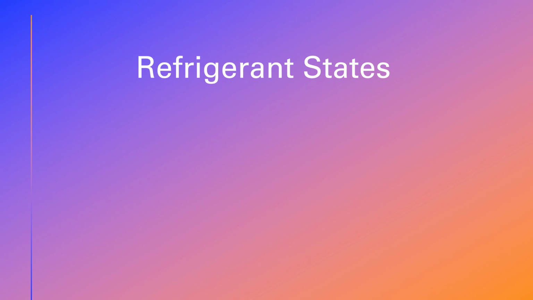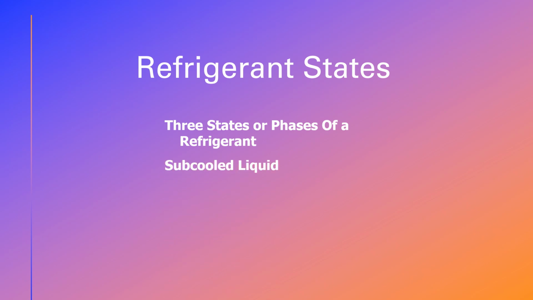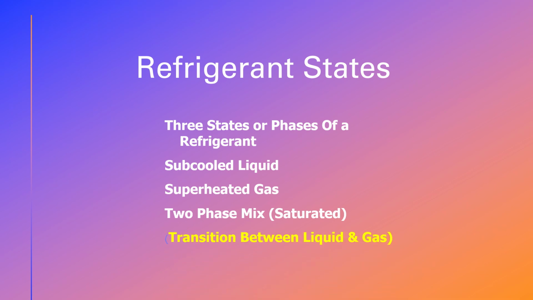Okay then, let's have a look at the refrigerant states within the system. There can be three states or phases of a refrigerant in the system. They are subcooled liquid, superheated gas, or a two-phase mix, saturated. And this is actually the point where it's the transition between liquid to gas or gas to liquid.